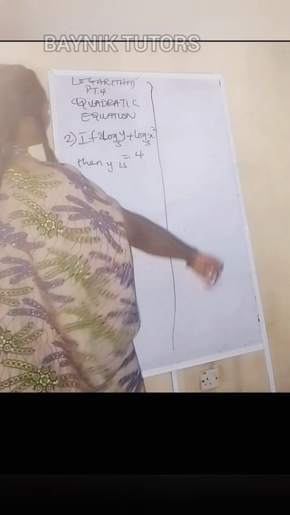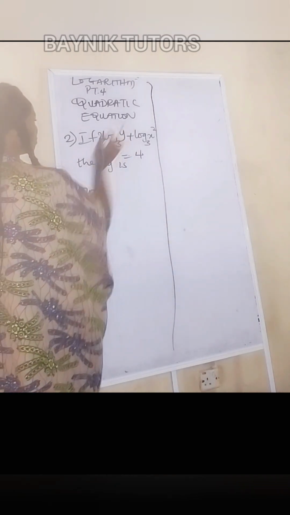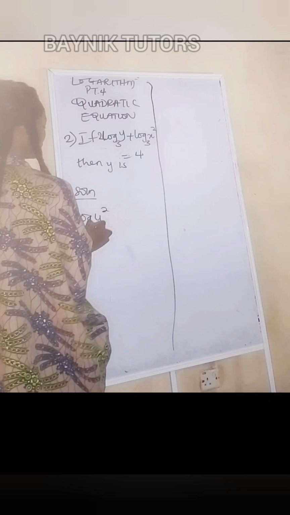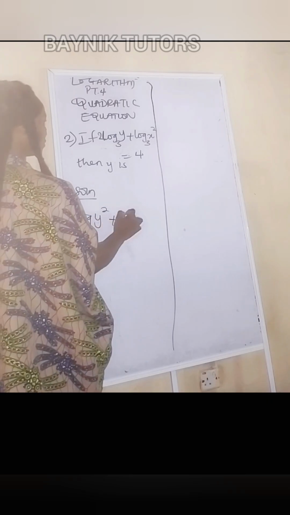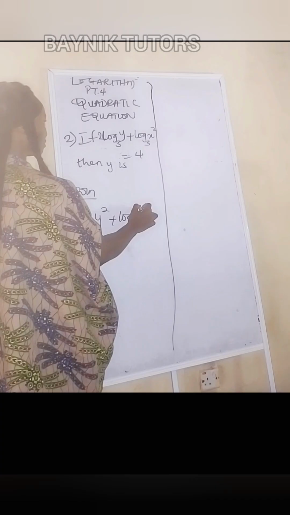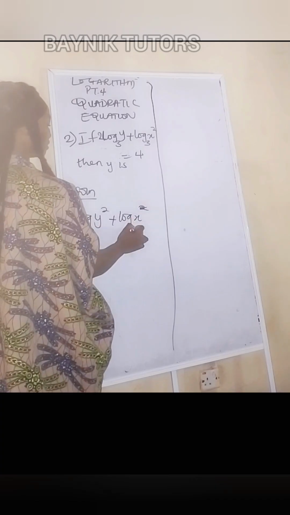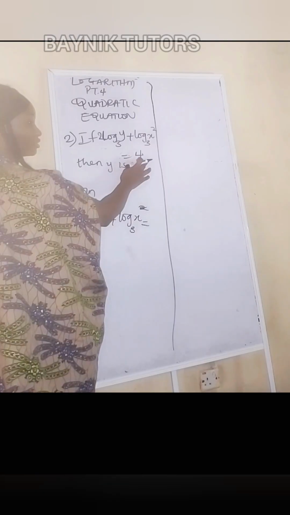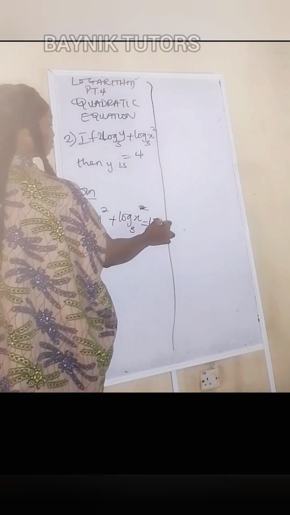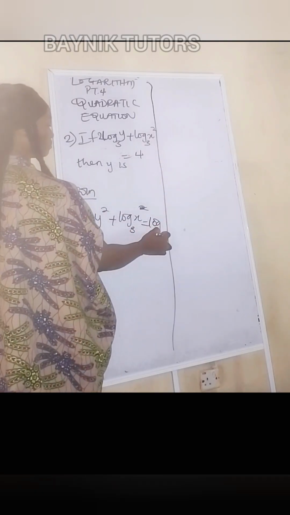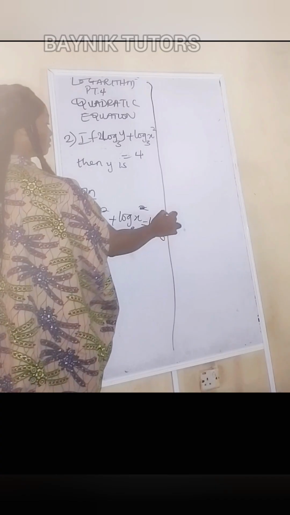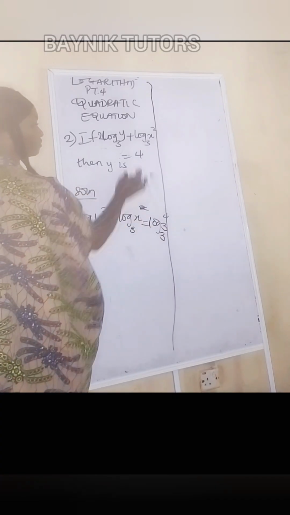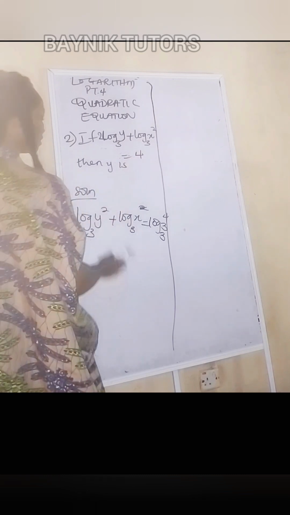So now what you do is this 2, you are going to put it here. So now we have log y squared base 3 plus log x squared base 3. So now I'm going to introduce log on the other side. Since it's in base 3, we have log 3 raised to power 4 base 3. You understand? So this is what will give us 4. Do you get it now? So now let's do the magic.